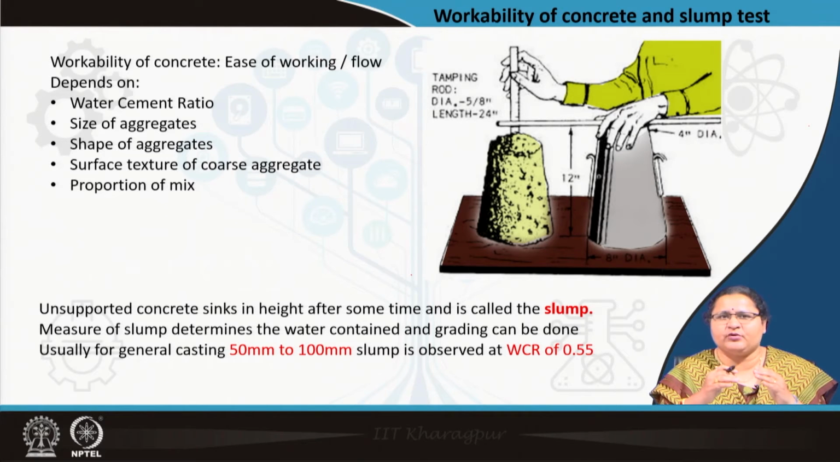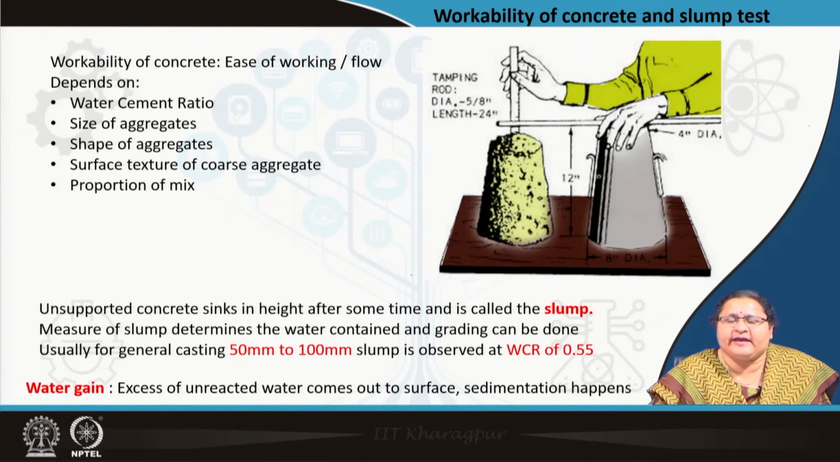So this unsupported concrete sink in height, which is known as the slump, is a measure of the water cement ratio. This is a site check. You can check what quality of concrete is going for the construction. This is very important because if you are having more amount of water, whatever be the quality of other ingredients, the strength gain won't be happening, and also there is a fear of segregation.